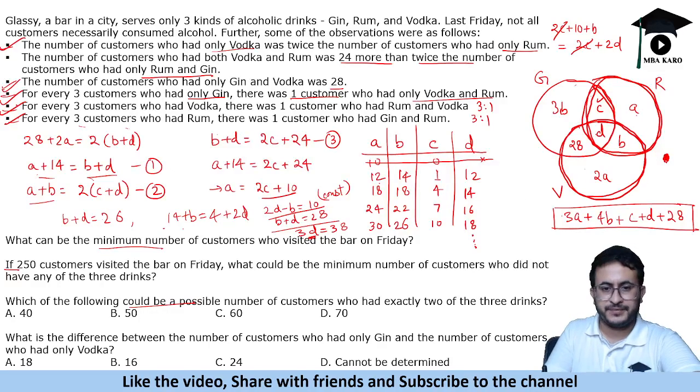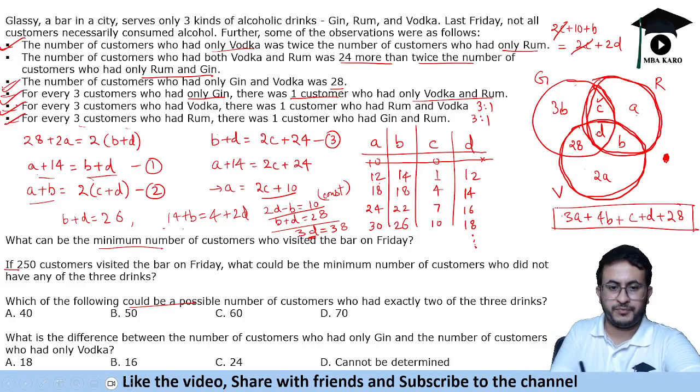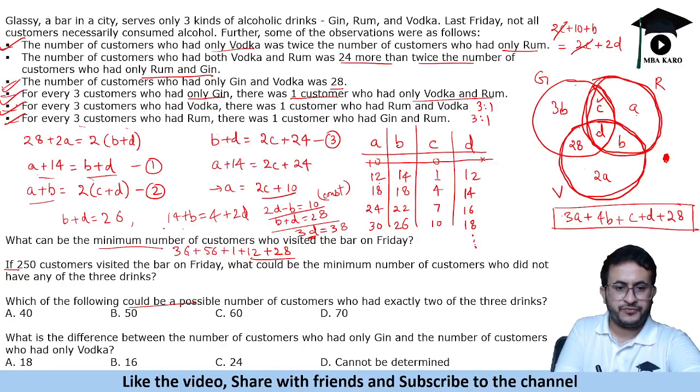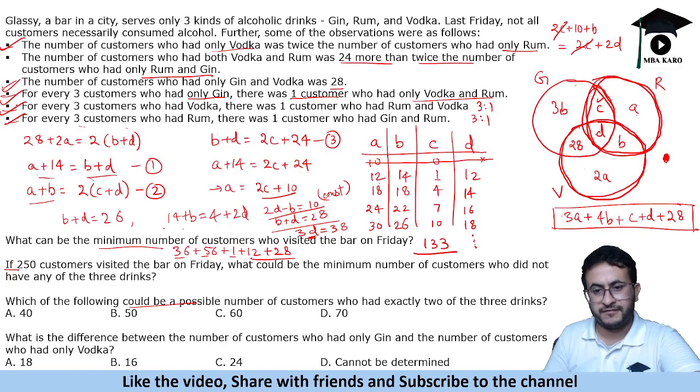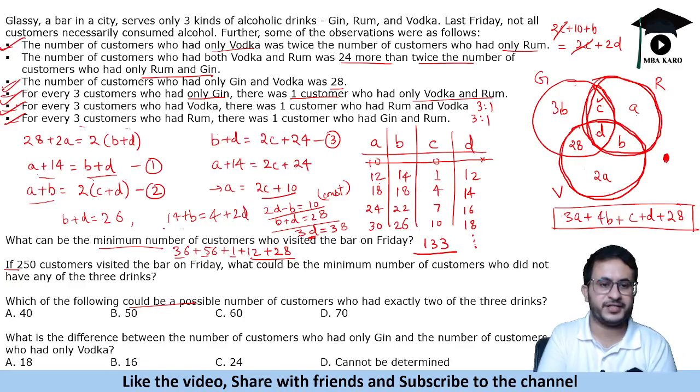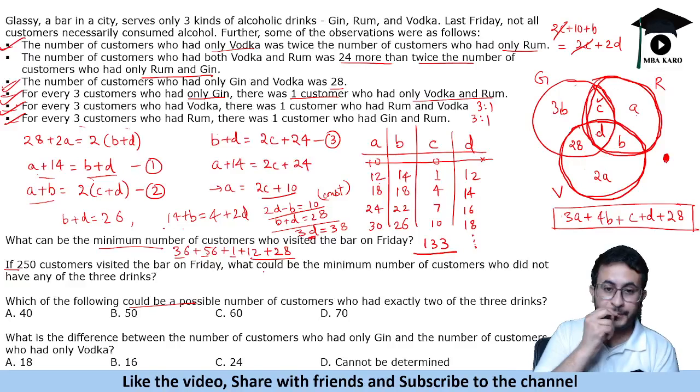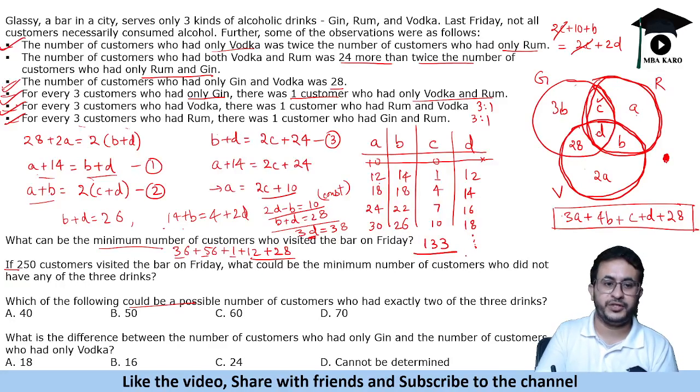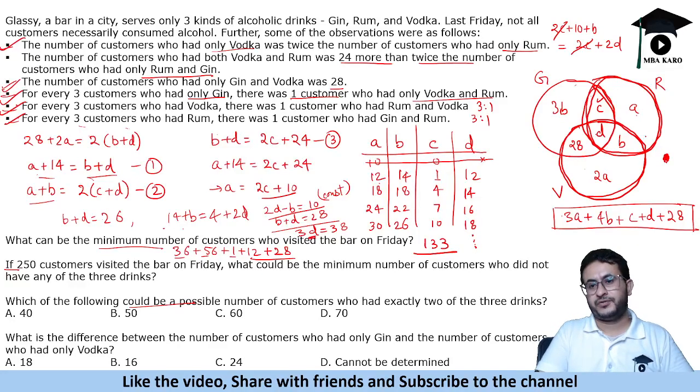So we shall get, this equation is being formed for the number of visitors. 3A will be 36 and 4B is 56, then C plus D is 13 plus 28. So this is 40 plus this is 92, 132, 133. So minimum visitors is 133. Okay. Now it says if 250 customers visited the bar on Friday, what could be the minimum number of customers who did not have any of the drinks? So we have to find that.